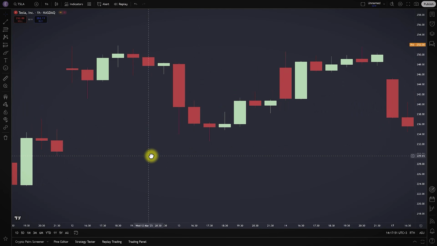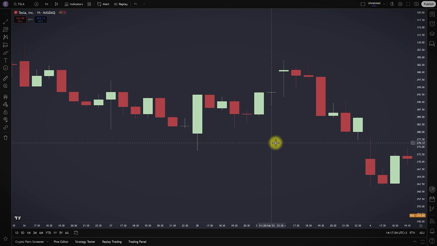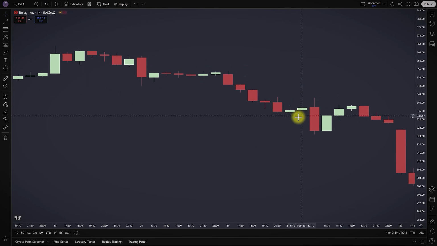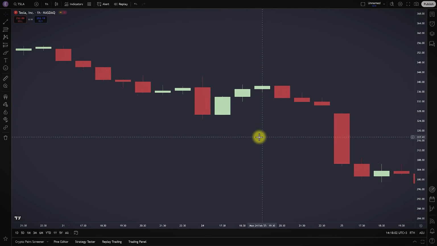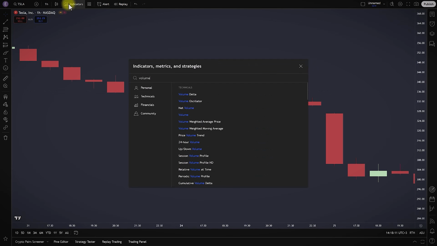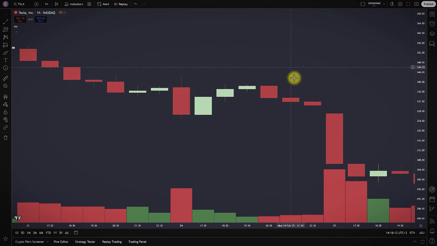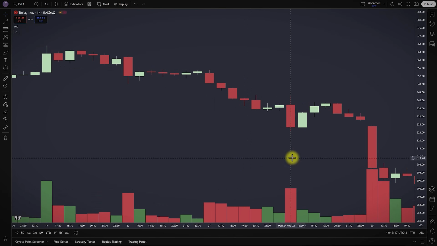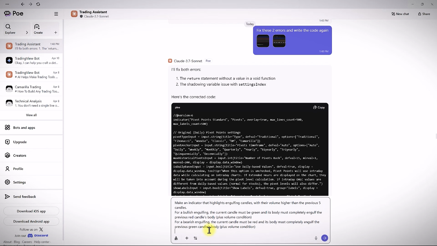I want a tool that highlights engulfing candles with their volume higher than the previous 5 candles. Engulfing candlestick patterns are powerful signals, especially when confirmed by volume. They occur when a larger candle completely engulfs the previous candle. When combined with volume analysis, these patterns become even more significant. I'll ask my AI assistant to create a custom indicator for these high volume engulfing patterns.